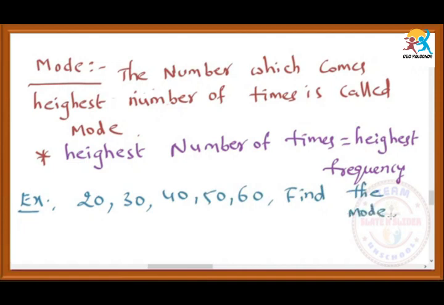How to find the mode here? We have to check the highest number of times. A number should come the highest number of times. Here 20 has come one time, 30 has come one time, 40 has come one time, 50 same, 60 same. So how can we say the mode? No. Here we can write no mode exists, because all the numbers have come one time, an equal number of times.